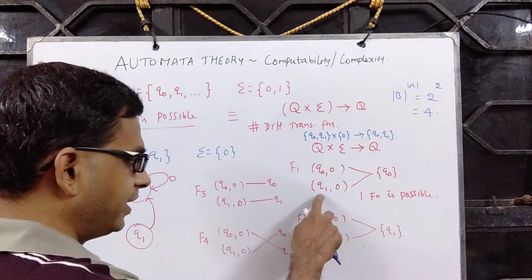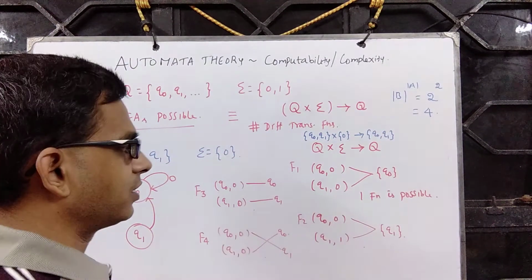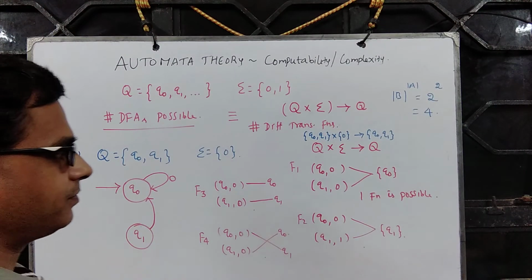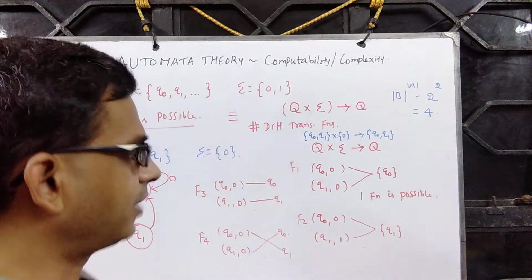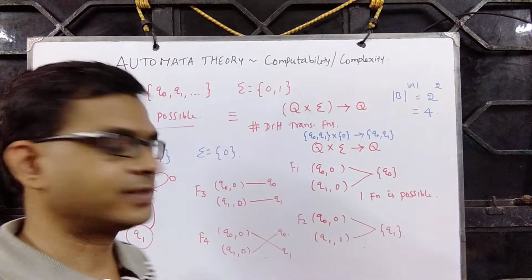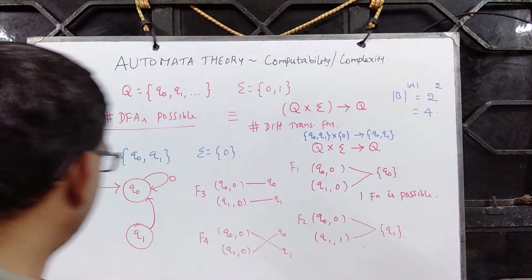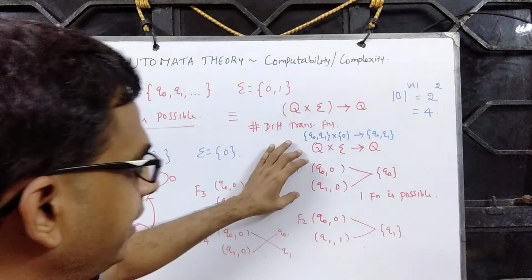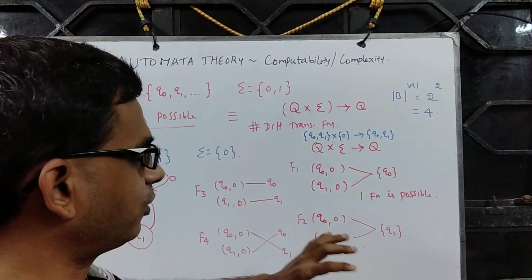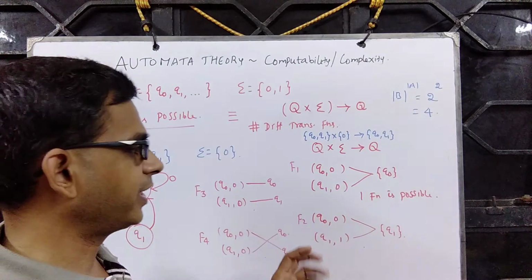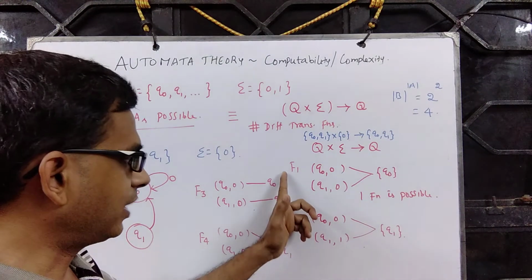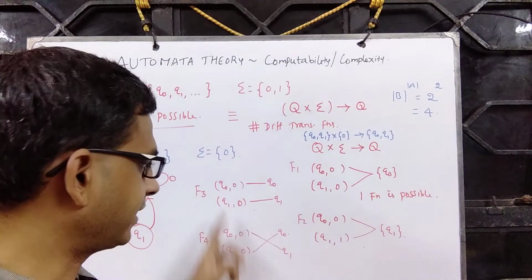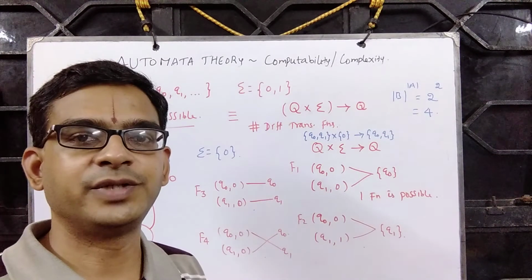Now in each of these one can add the start state and appropriate final states. So let's focus on this function and see how many deterministic finite automatons one can get out of this function. Similarly out of this function. So like that for each of them, let's do the counting.